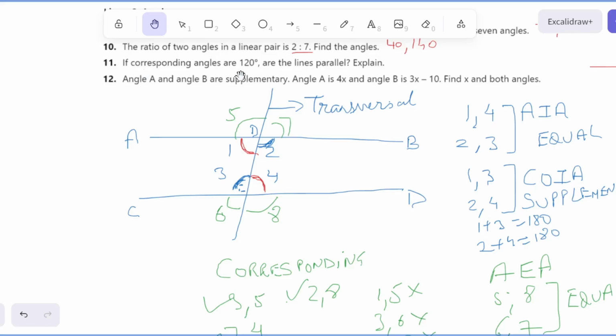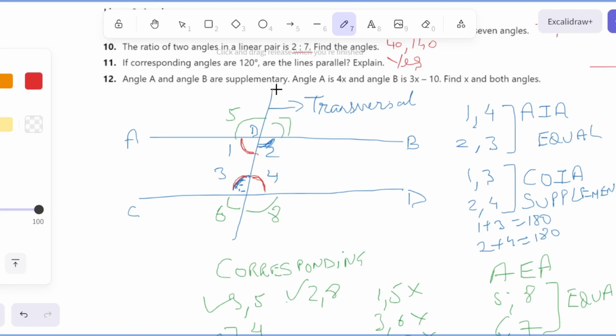Okay. If the corresponding angles are 120, are the lines parallel? Do you think if the corresponding angles are 120, like 5 and 3, they are 120, are the lines parallel? I told you one thing. Our corresponding angles are always equal. And now if they are saying that they are 120, then they definitely will be parallel. Okay? If the corresponding angles are the same, the lines will be parallel.